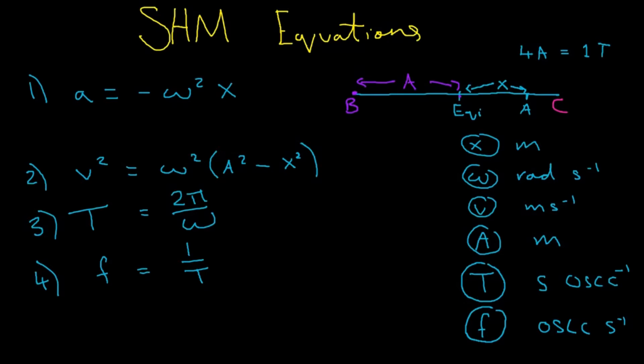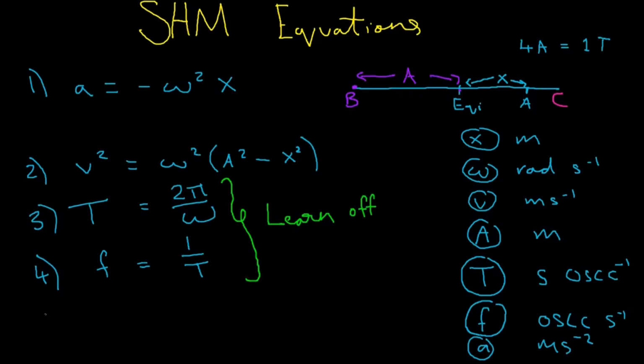Now, for these two, you need to learn these two off by heart because they're not in the tables, so you need to learn these off. So now I'm going to talk about the fifth equation. The fifth equation is Vmax, so the maximum velocity, is equal to omega A.